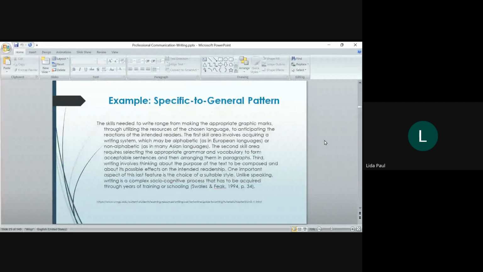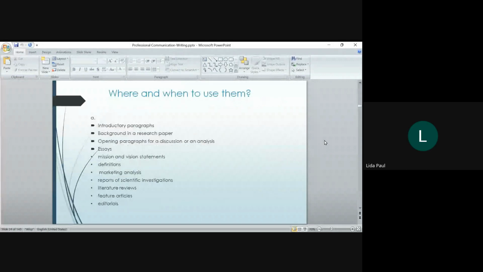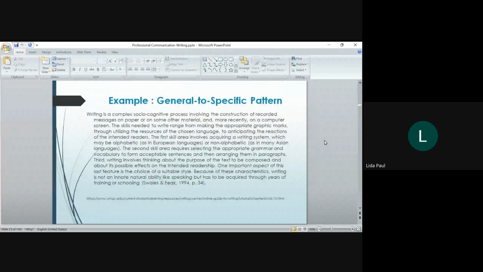Basically, what we want to say is that writing is a complex socio-cognitive process. Okay, this much is clear? Yes, ma'am. Now, the only thing you need to know is that the first one is what you call a general to specific pattern. Why do you think that is so? Can you try and answer that for me before I tell you?